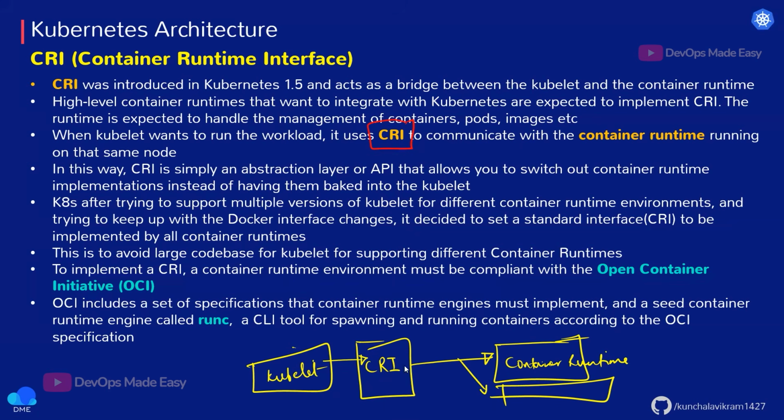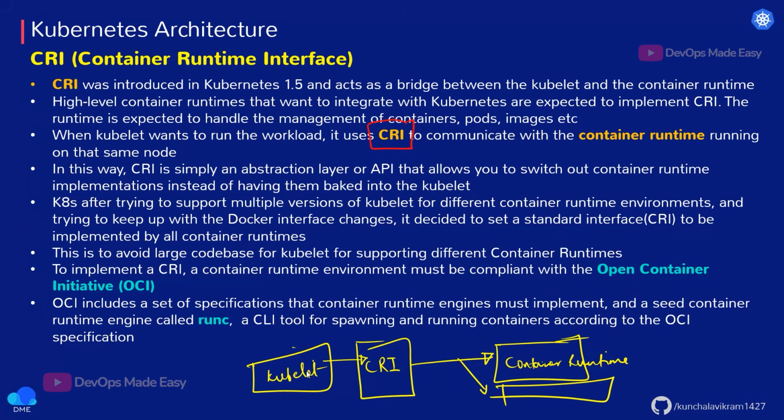But in order for CRI to work, all the container runtimes should implement the Open Container Initiative, which means OCI. OCI gives you all the required principles or standardizations: how your container runtime should be implemented, and what API calls you should be implementing. Now CRI can use those APIs of container runtimes in order to talk to them.